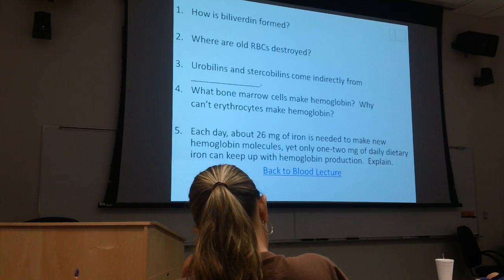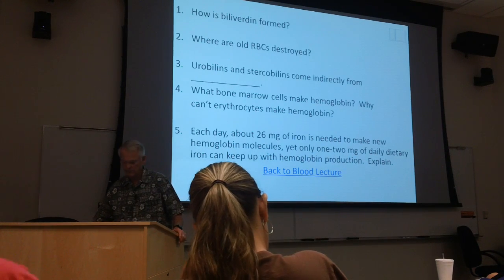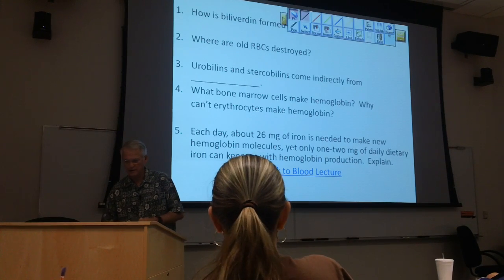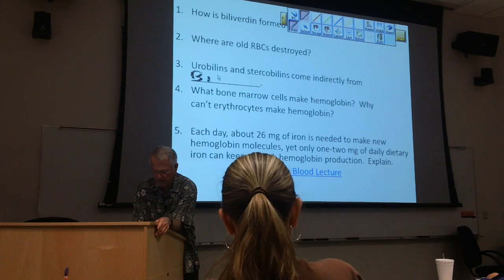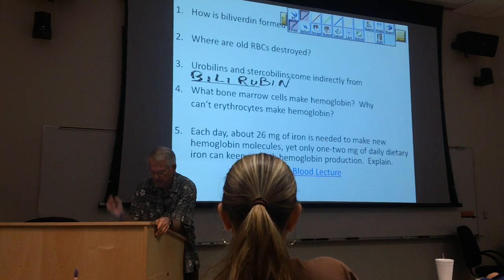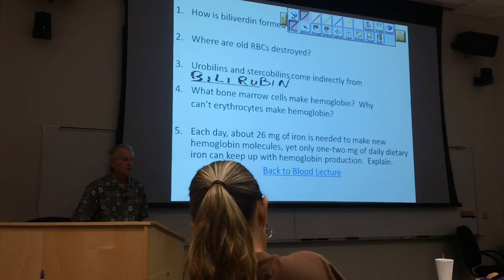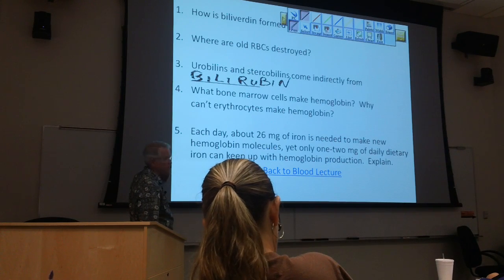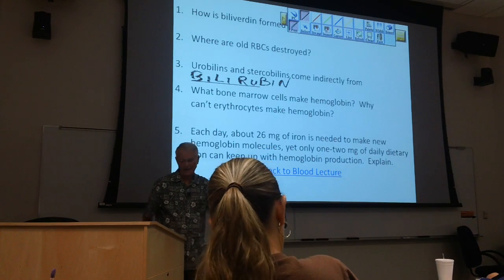Now, urobilins and stercobilins come indirectly from bilirubin. Just went over this one. Bone marrow cells make hemoglobin. Erythroblasts.